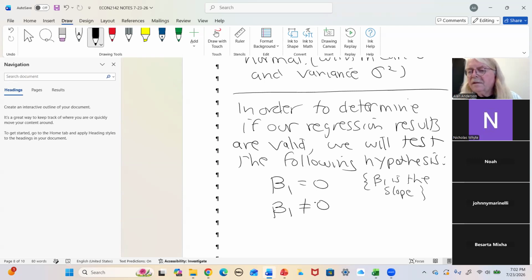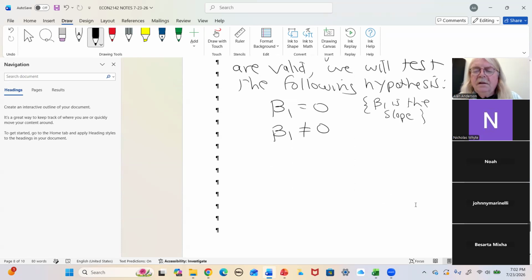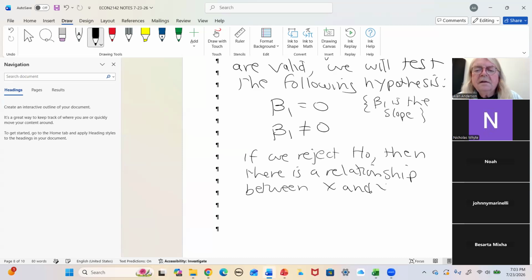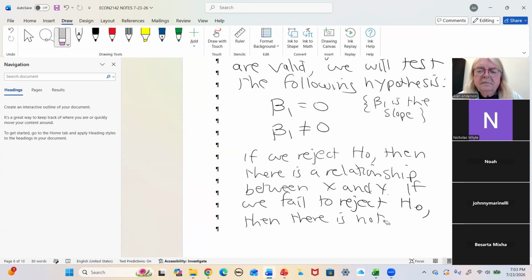So you're probably wondering, well, why are we doing this? What is this supposed to prove? Well, if we reject the null hypothesis, then there is a relationship in X and Y. If we fail to reject H0, then of course there is no relationship between X and Y.